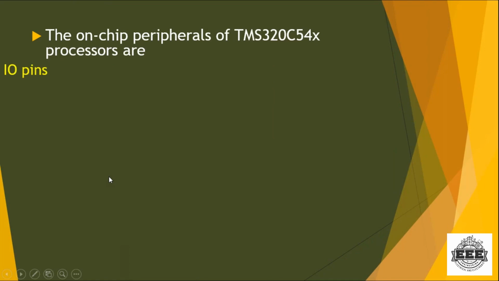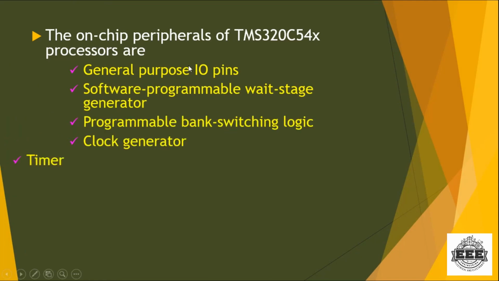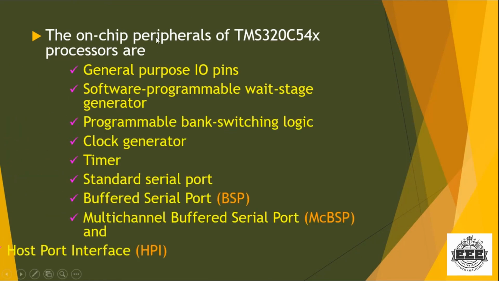In the third part, we are going to see the on-chip peripherals. In this on-chip peripheral unit, the general purpose IO pins will be there, clock generator, timer, standard serial port, buffered serial port, and a host port interface. So like this, these are presented in the on-chip peripheral unit.